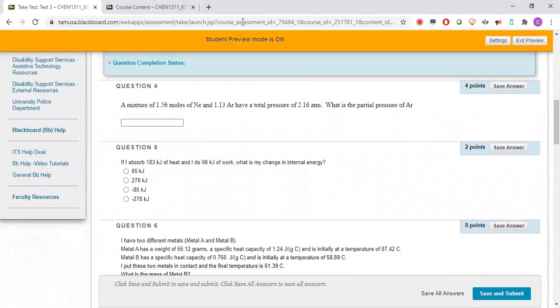Question 5. Okay, so let's draw my system. If I absorb heat, heat's going into me, so that's positive 186. And I do work, that means work's leaving me, minus 98. What's my change in internal energy? 186 minus 98, positive 88.